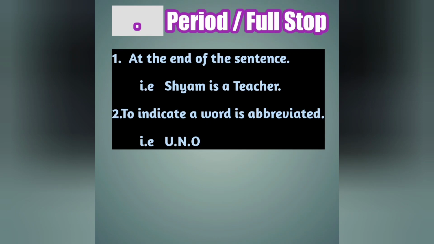So full stop: where do you use a full stop? We basically use a full stop at the end of a sentence or to indicate that a word is abbreviated. An example of the end of a sentence: Sam is a teacher. The sentence is complete here, so you need to put a full stop. The second example is an abbreviation, where UNO symbolizes an abbreviation, so U.N.O. Like that, to indicate an abbreviation we also use a full stop.